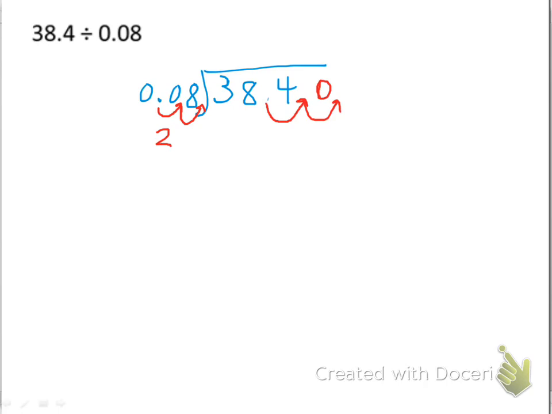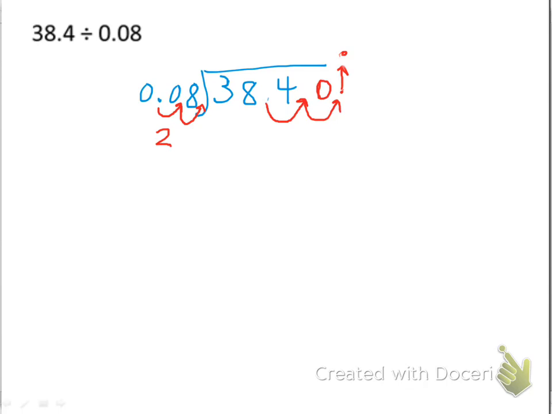Alright, now we have a decimal in our dividend. It's here, so we're going to bring it up to our top here. Make sure you can see that. There you go, there's our decimal. And now we can divide like normal. So it'll be just like the questions from yesterday.